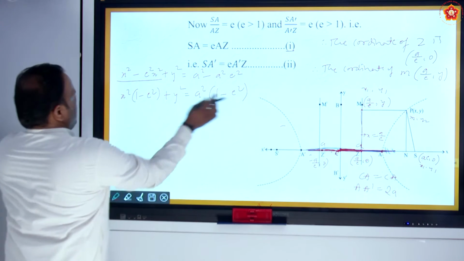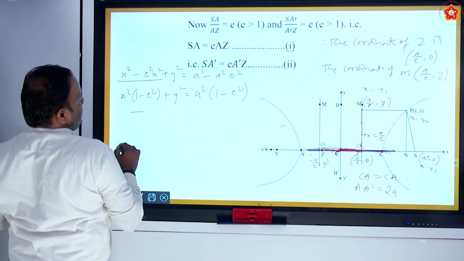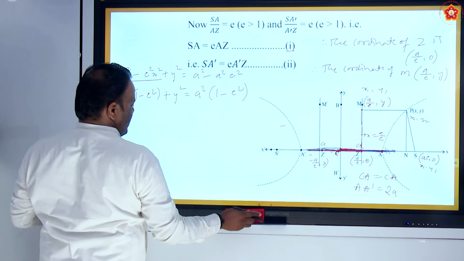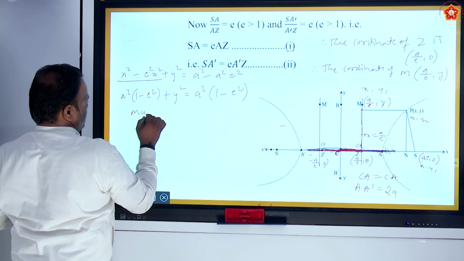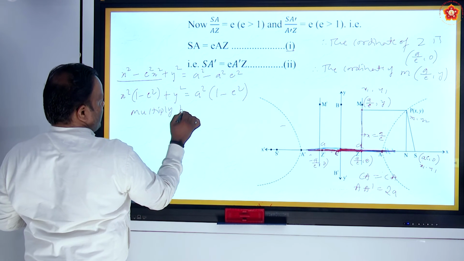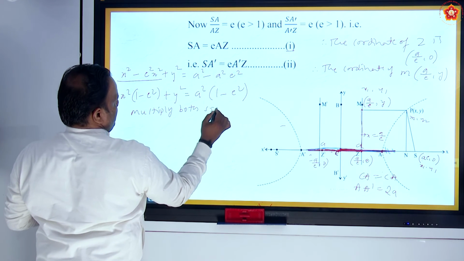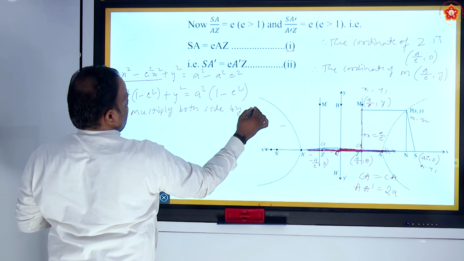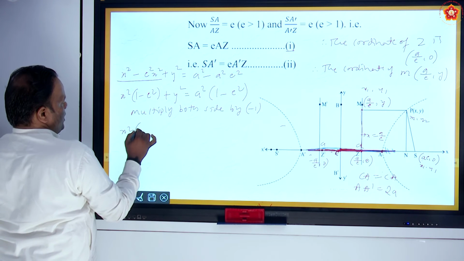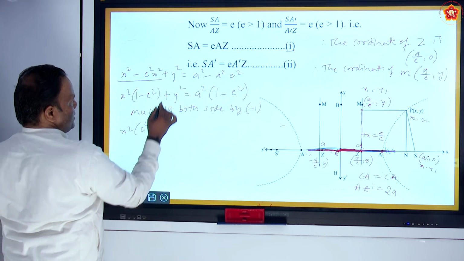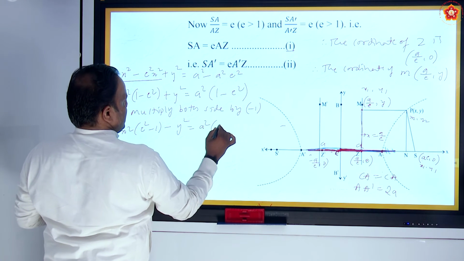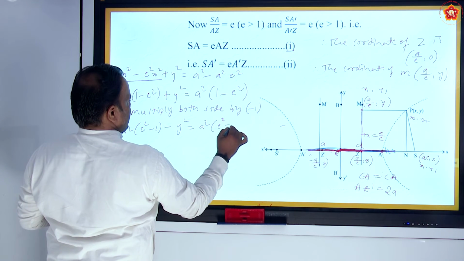Now observe here. First you take minus common here and multiply both sides by minus 1. What happened here? This becomes x square, 1 minus e square becomes e square minus 1. This plus becomes minus y square into a square, 1 minus e square becomes e square minus 1.